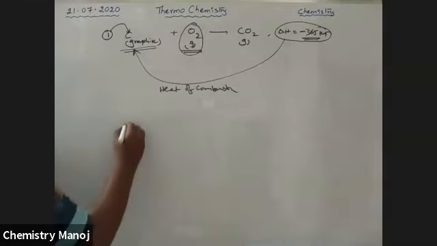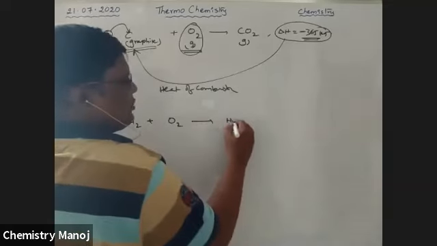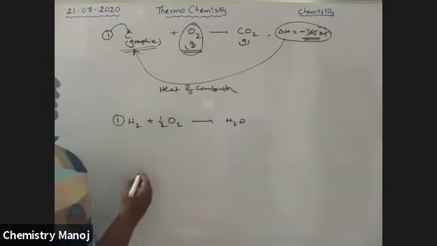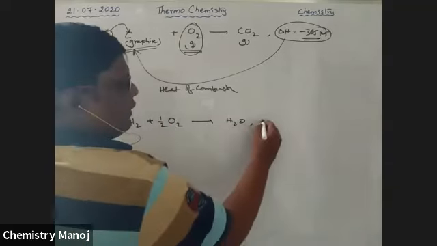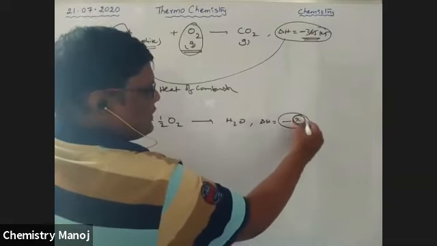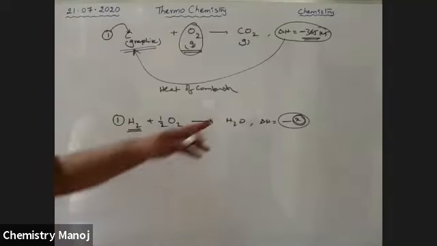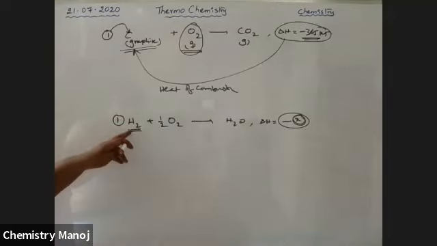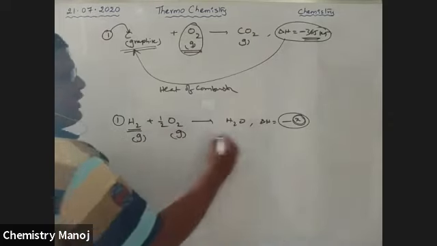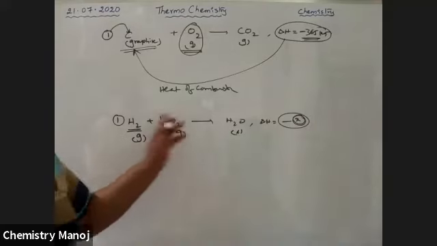See here, H2 gas reacts with oxygen gas to give H2O. 1 mole of H2 reacts with half a mole of O2 and gives H2O. Here delta H, some energy released, let it be minus X. So this X is nothing but the heat of combustion of hydrogen, because hydrogen is burned with oxygen. H2 and O2 are gases, and water is a liquid.